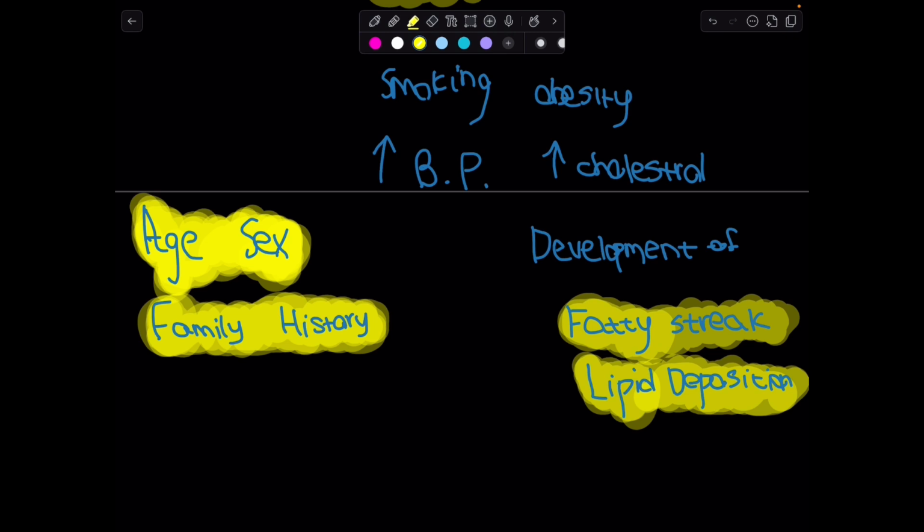Lipid deposition is the accumulation of LDL cholesterol, bad cholesterol, in the artery wall, where it gets oxidized and triggers inflammation, forming fatty streaks, early lesions made of lipid-loaded macrophages, foam cells, under the endothelium. Intimal fibrosis, and this basically is the development of atherosclerosis.